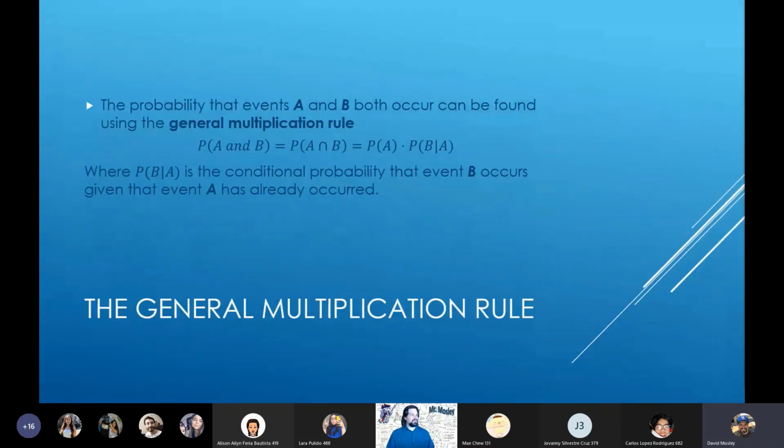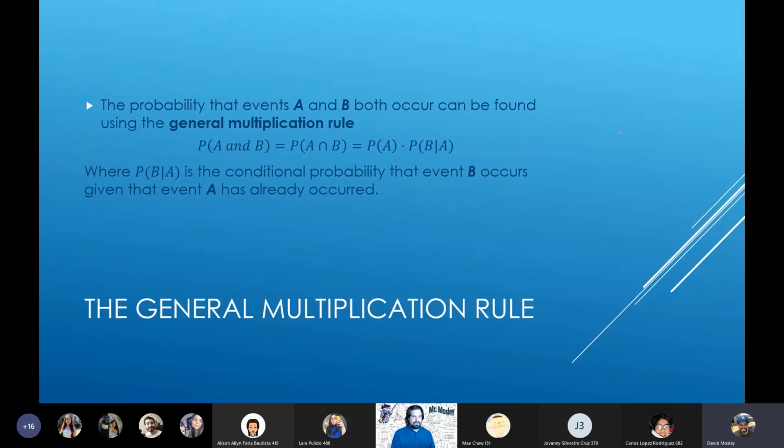So first, here's the general multiplication rule. The probability that events A and B both occur can be found using the general multiplication rule. The probability of A and B, which we can write symbolically as the probability of A intersection B, is equal to the probability of A times the probability of B given A. And this is just a reworking of our conditional probability rules.